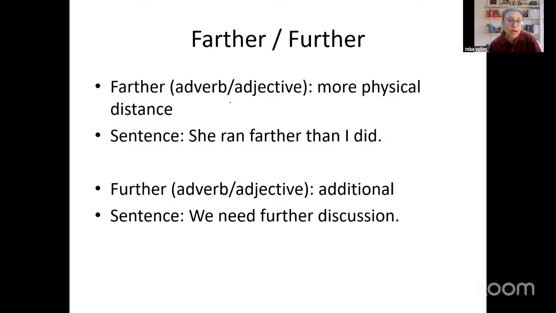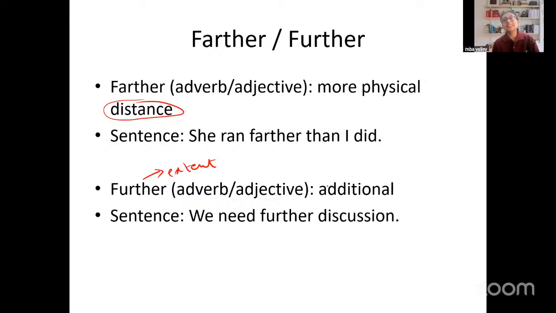The next set, farther and further. This I'm sure a lot of people know. Now, farther means more physical distance. जब कोई चीज physically दूर होती है तब हम farther use करते हैं. She ran farther than I did. तो जब हम distance के context में बात करते हैं तब हम farther use करते हैं. But जब हम extent के context में बात करते हैं तब हम further लगाते हैं.